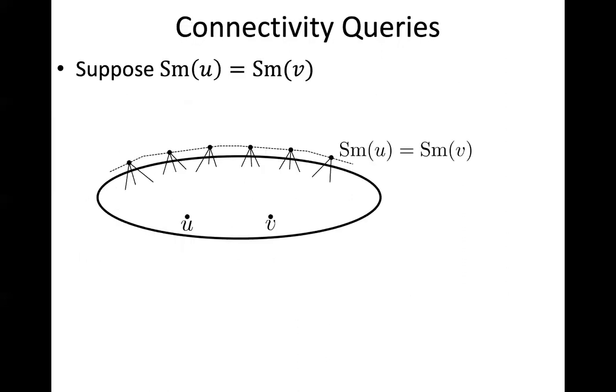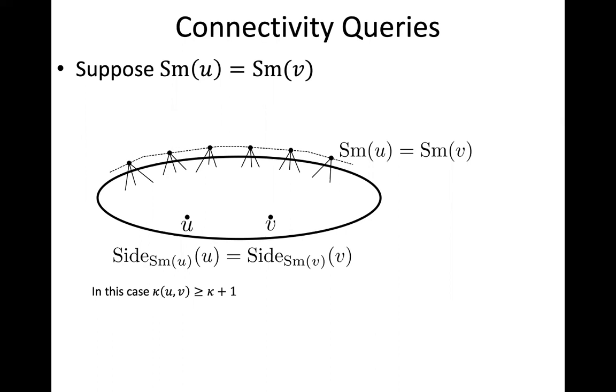So how do you answer connectivity queries? We can go through it sort of case by case. We'll take U and V. We'll look at their small cuts. If their small cuts are identical, then the picture may look like this, in the sense that side of U is equal to side of V, and they're all in the same connected component here when you remove small u. If this is the case, then U and V are kappa plus 1 connected, and there's no kappa cut separating them. And this follows from details inside our structural theorem.